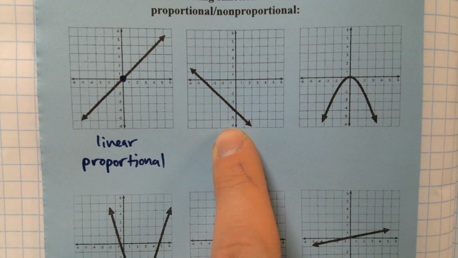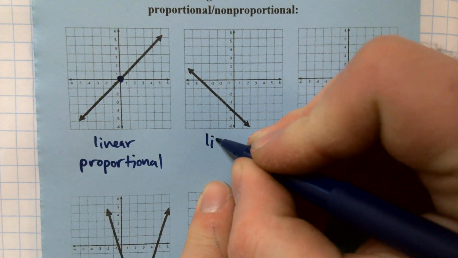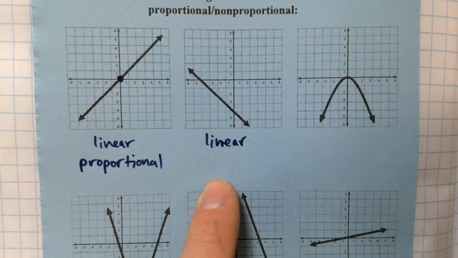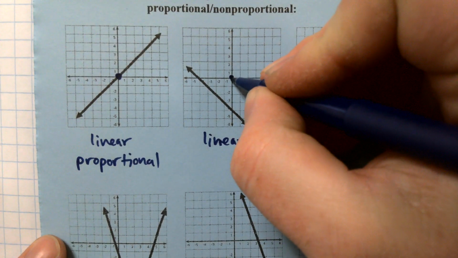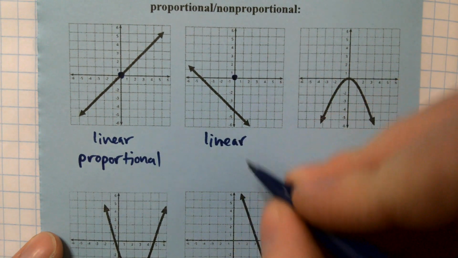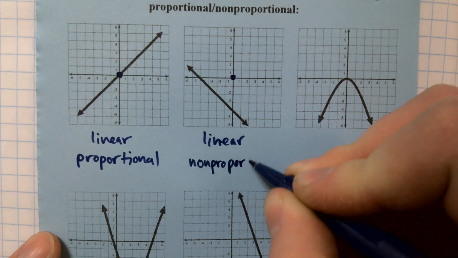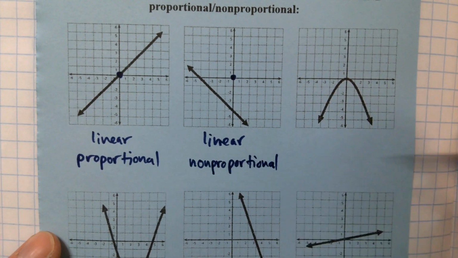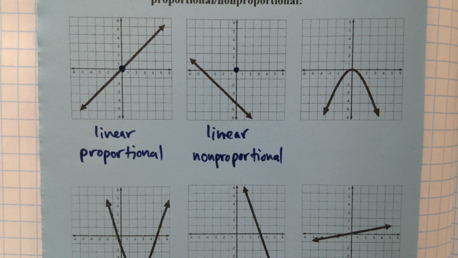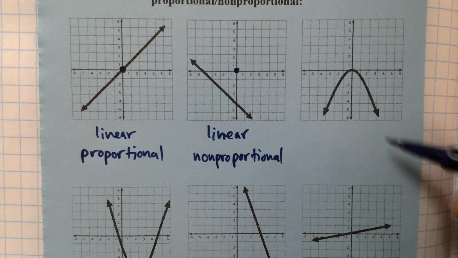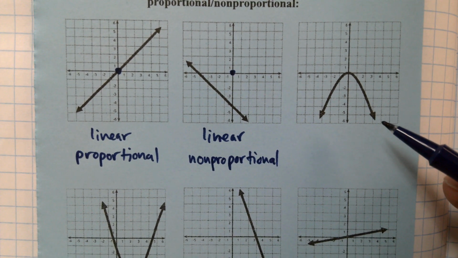Is that a straight line? Yes, it is. So is it linear or nonlinear? Okay. Now remember, linear functions can either go through the origin or not. Does this line go through the origin? No. So that is non-proportional. That's right. Now those ones are nice and simple. We've seen those all before. This third one here.